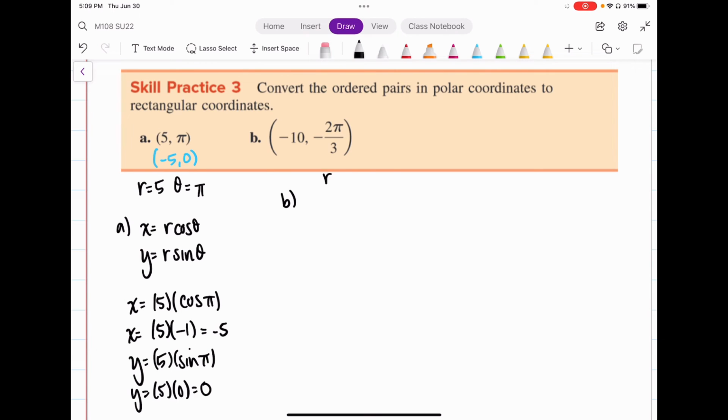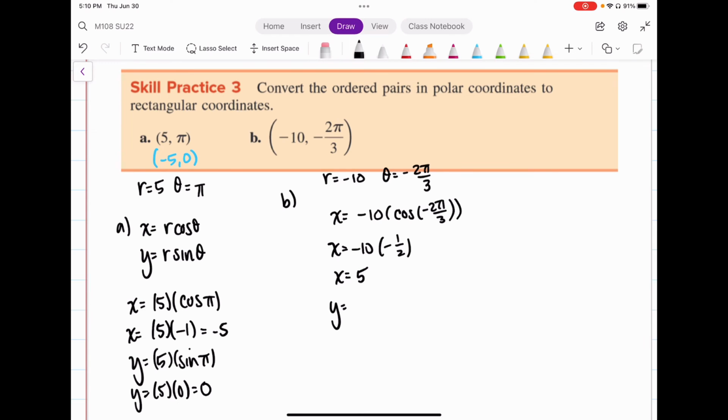For part B, r is equal to negative 10, and theta is equal to negative 2 pi over 3. X is going to be equal to r times the cosine of theta, which is negative 2 pi over 3. The cosine of negative 2 pi over 3, using the unit circle, we're going clockwise. Negative 2 pi over 3 is the same thing as 4 pi over 3. That's going to be negative 1/2. And then half of 10 is 5. This means that x equals 5.